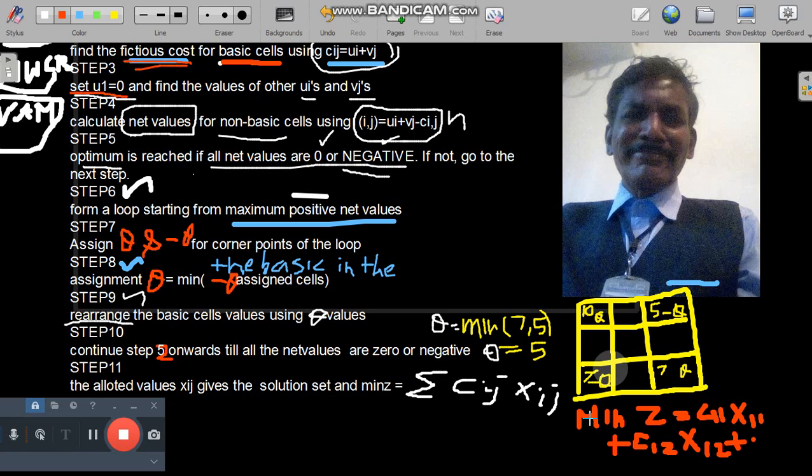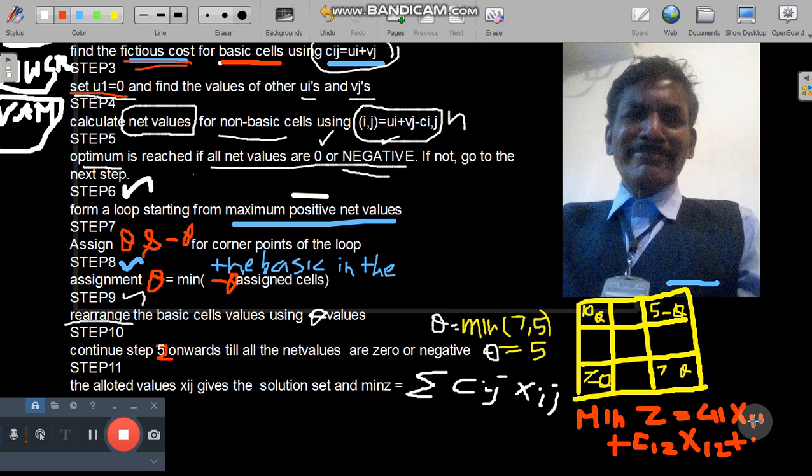But is this the optimum? That is the question. Is this the optimum? For that, what we have to do? Again, we have to find the fixed cost, step number 2. Then we have to find the values of Uis and Vjs, step number 3, and step number 4, net values. So again we have to find the net values, whether all the net values are 0 or negative.